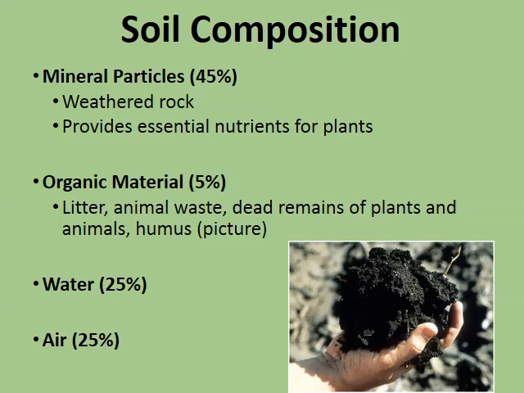Generally, your soil is going to be about 45% mineral particles, your weathered rocks, and you have nitrogen, phosphorus, potassium, different things that provide plant nutrients. Then organic material, your humus, your animal waste, dead remains of plants and animals. This picture that you see here is almost all humus. It is really black. When you have that black, it's dead, decomposing stuff, and this is black gold for your garden. And then the other 50% is really comprised of water and air. You need water in your soil, and you need air in your soil as well.